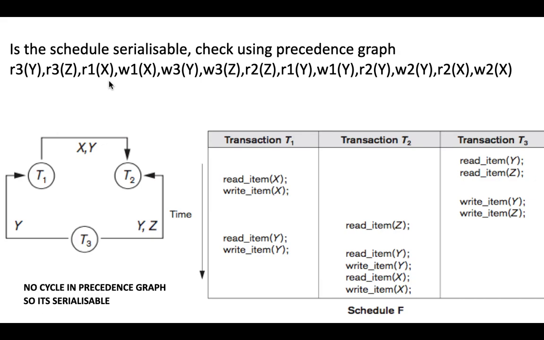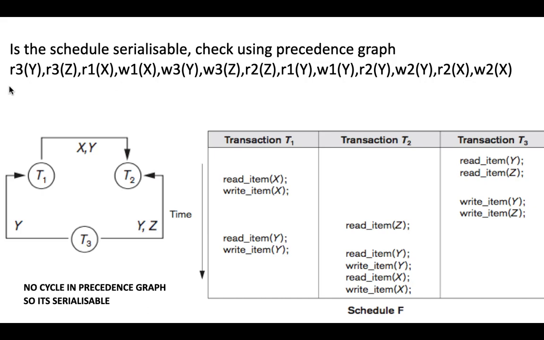So that is the algorithm we saw in the previous video. We saw how we can construct a precedence graph given a schedule of transactions, and if there's a cycle coming in the precedence graph, we conclude that it is not serializable, and if there's no cycle coming in the precedence graph, we conclude that the schedule is serializable. So that is the standard procedure.